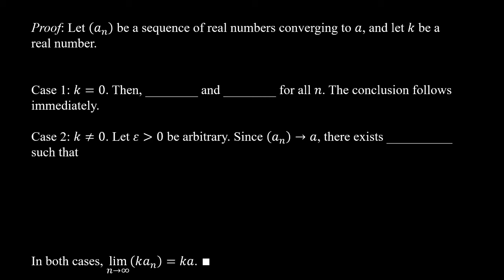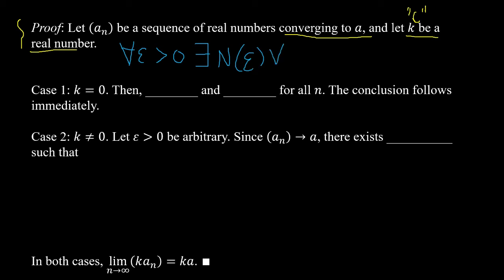Here's our assumption, right? Let a_n be a sequence of real numbers converging to a, and let k be a real number. In this case, k is going to be kind of like our c from earlier. A_n converging to a, immediately I'm like, okay, let me write this more formally, right? For all epsilon greater than 0, there exists some N of epsilon such that for all n greater than N of epsilon, we have the absolute value of a_n - a is less than epsilon. Cool.